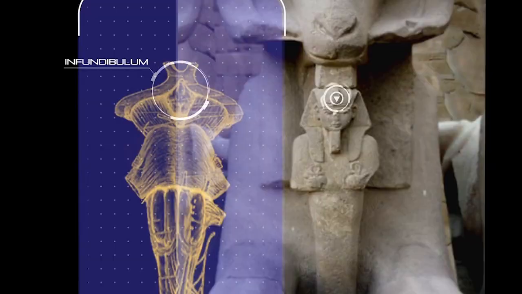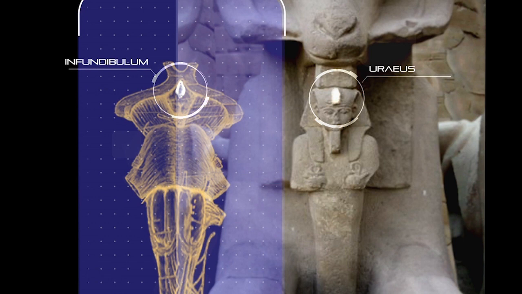So if you look at the ram sphinx, that uraeus is right where the infundibulum is. It's not as noticeable on this model, because the infundibulum is just a smaller dot. You see it more noticeably on other images, but there always seemed to be something where the infundibulum was, which is right in the middle above the eyes on these human figures. And I think that was that.